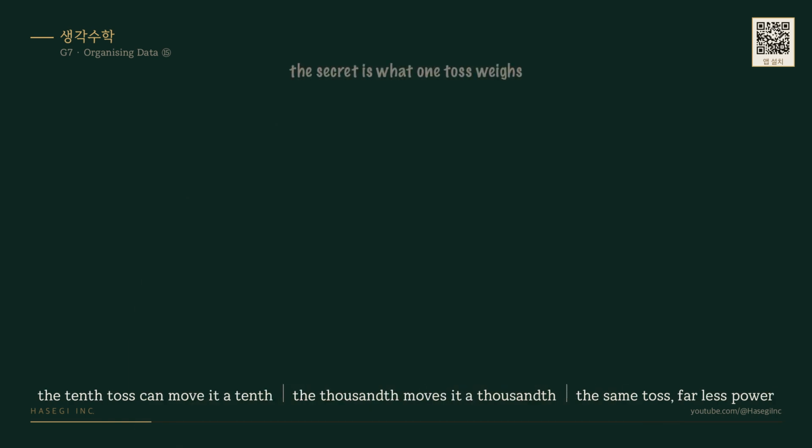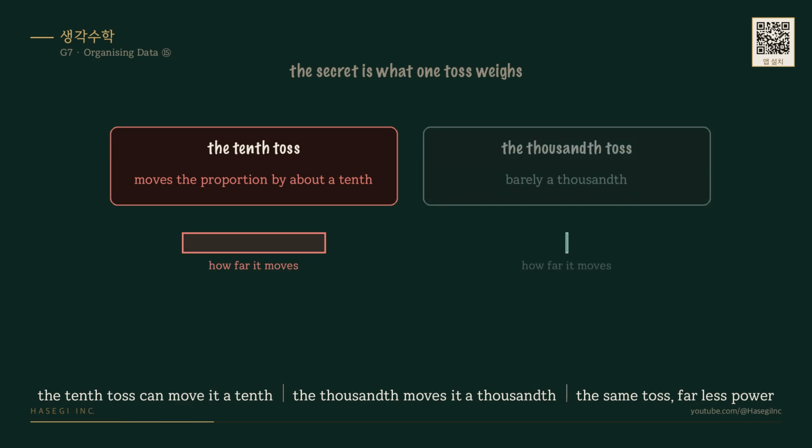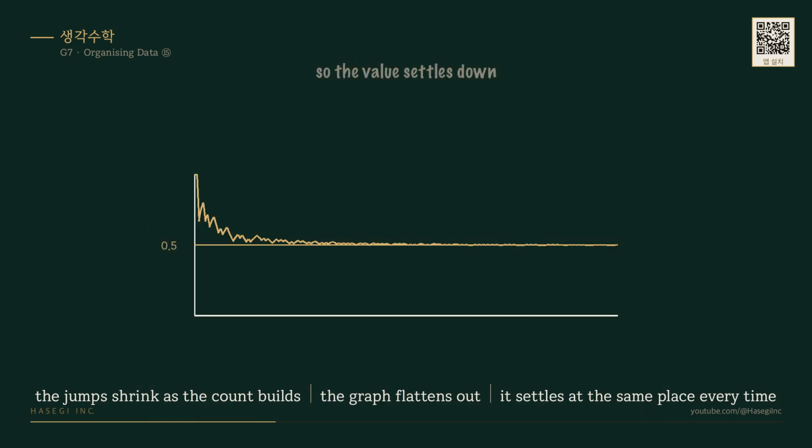The secret is how much one toss weighs. 10 tosses in, one more toss can shift the proportion by about 1/10. That is a lot of leverage. 1,000 tosses in, one more toss can shift it by barely 1/1,000th. The same single toss with 1/100th of the power. So the number grows calmer.